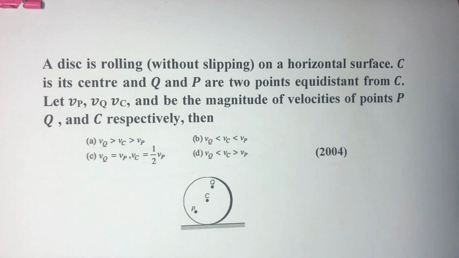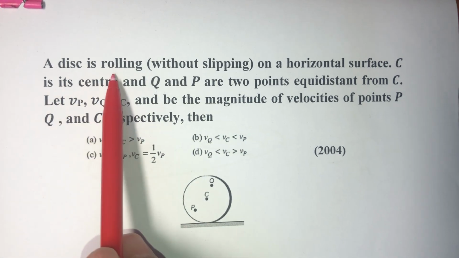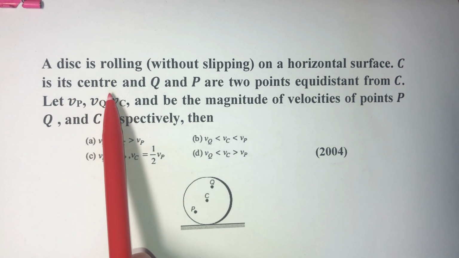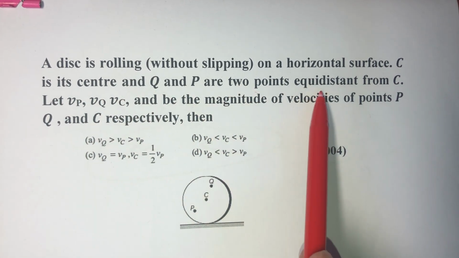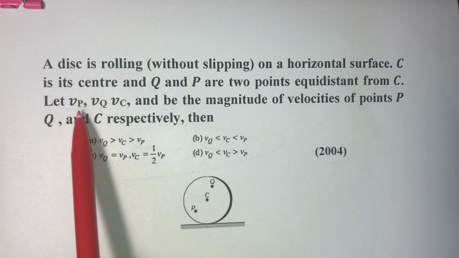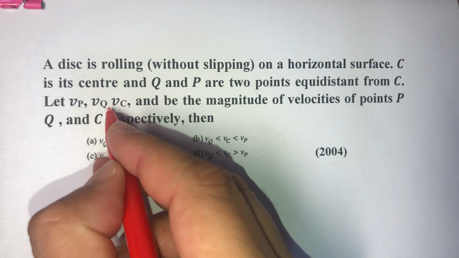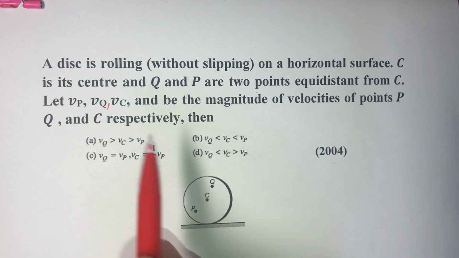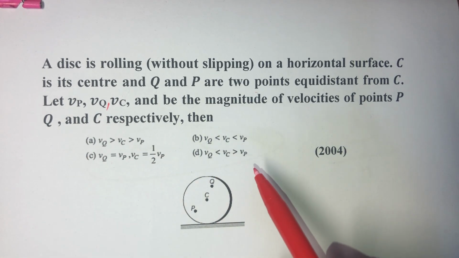Hello friends, today's question. A disk is rolling without slipping on a horizontal surface. C is the center, Q and P are 2 points equidistant from C. Let VP, VQ and VC be the magnitude of velocities at points P, Q and C respectively. Then we have to prove one of the options.